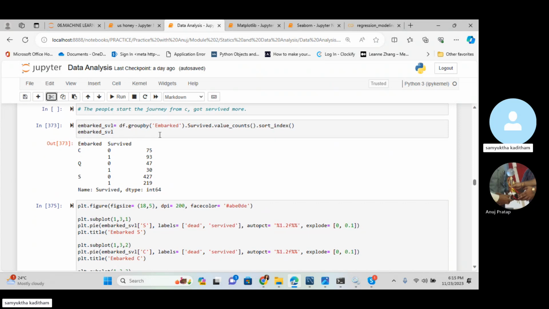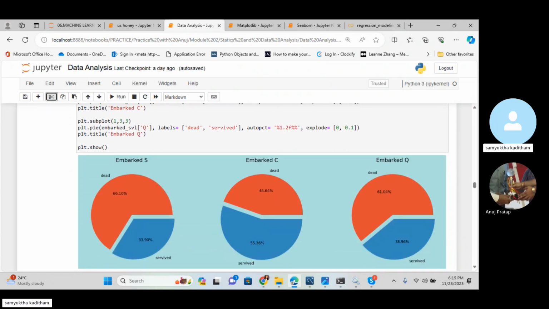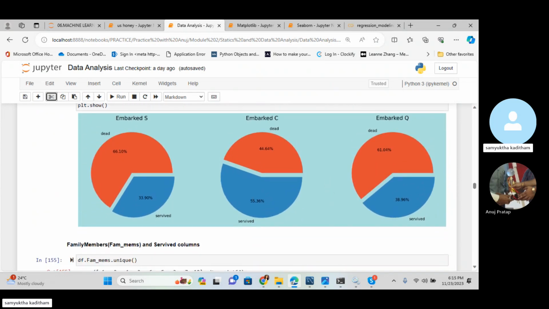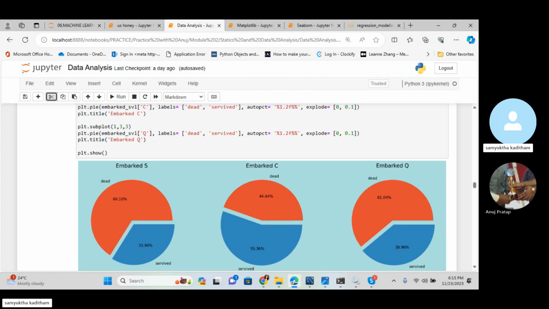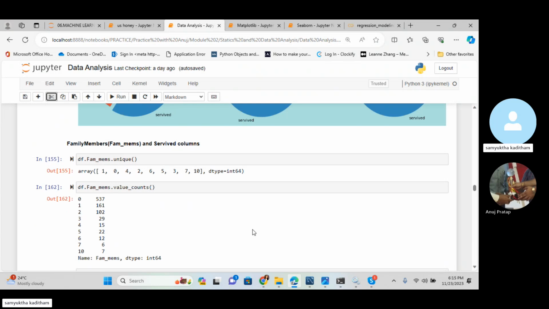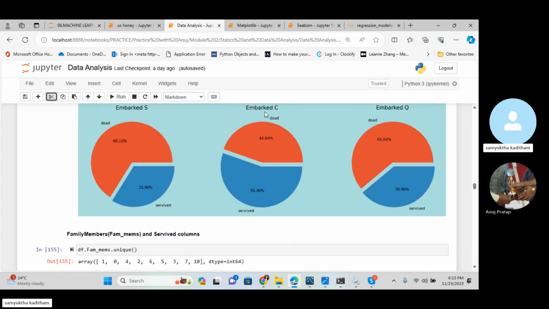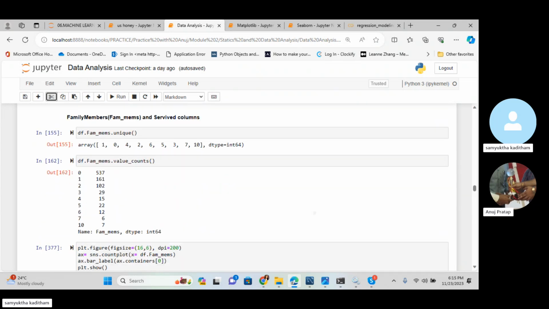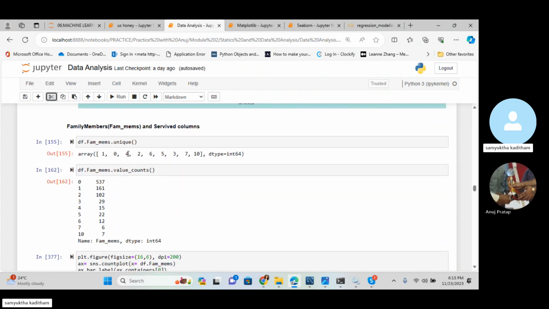Then the same thing we counted here, in code form. Here is the same thing in a pie chart, and we got the same result. So embarked C has a higher survival rate compared to embarked S and embarked Q. Maybe more rich people came from embarked C, I guess, because their survival rate is more.